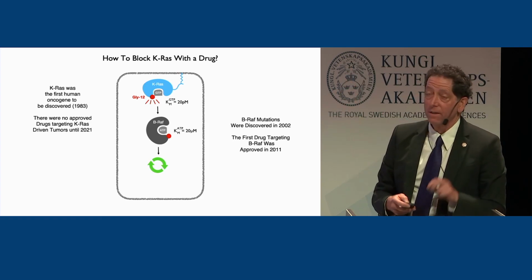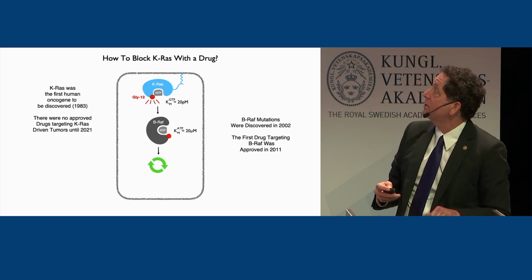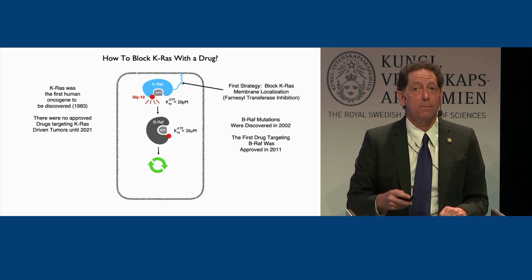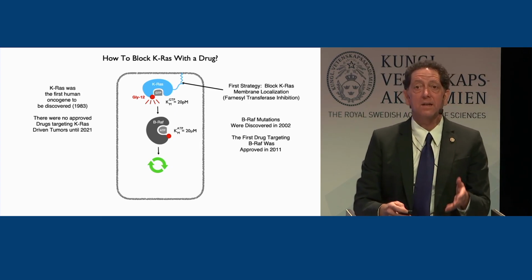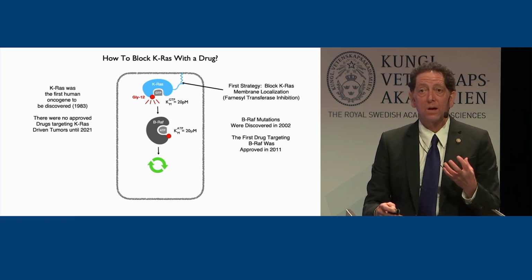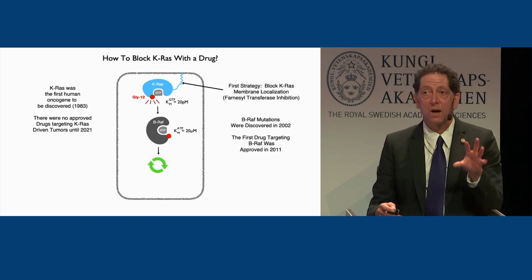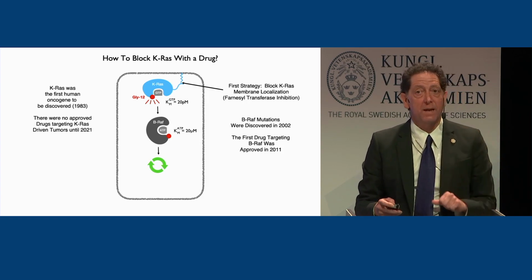So actually, the first strategy developed to try to treat K-Ras-driven tumors was to block its localization to the membrane. And I'll take you through that story because in the 80s and 90s, this was a very, very promising strategy, but I'll explain that there were some unexpected biological twists that made that challenging.